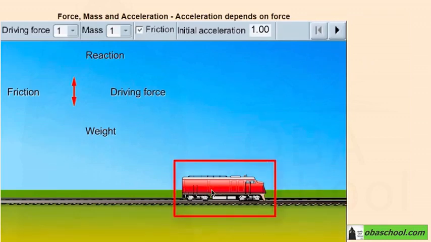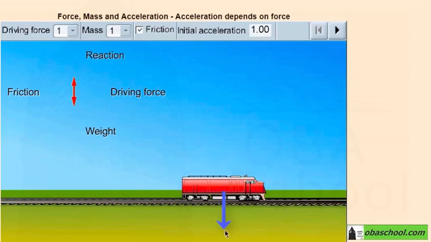The forces acting on this train are the weight, which is downwards, due to its mass, the normal reaction of support, which is upwards, the forward driving force, and the friction, which is backwards. We will neglect the friction at the moment.